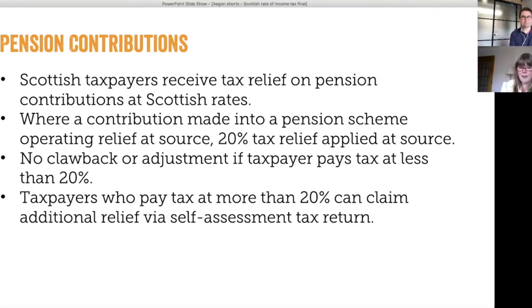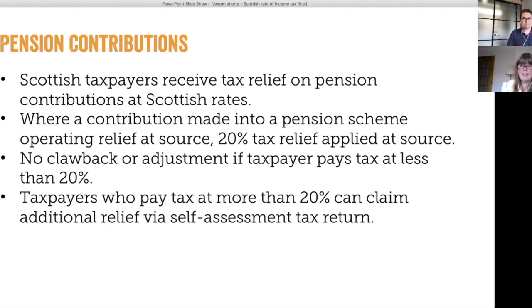If we are looking at a Scottish taxpayer that pays tax at 19%, for example, then there's no clawback of the additional tax relief that will have been applied in relation to their pension contribution. So if they're a 19% taxpayer, but the scheme administrators apply 20% relief at source, there's no clawback of that additional 1%.